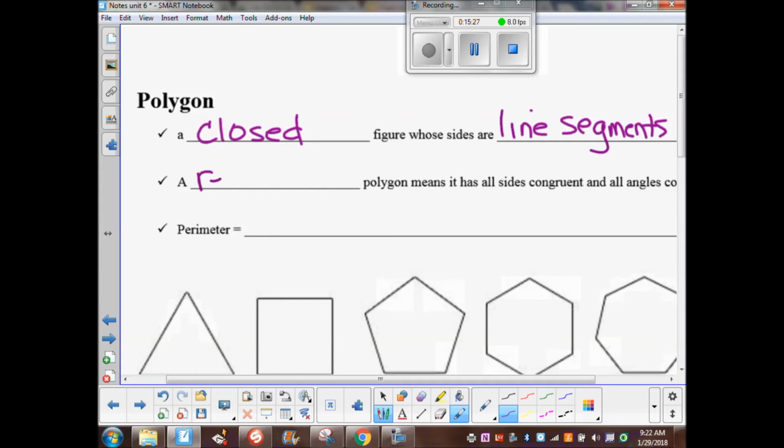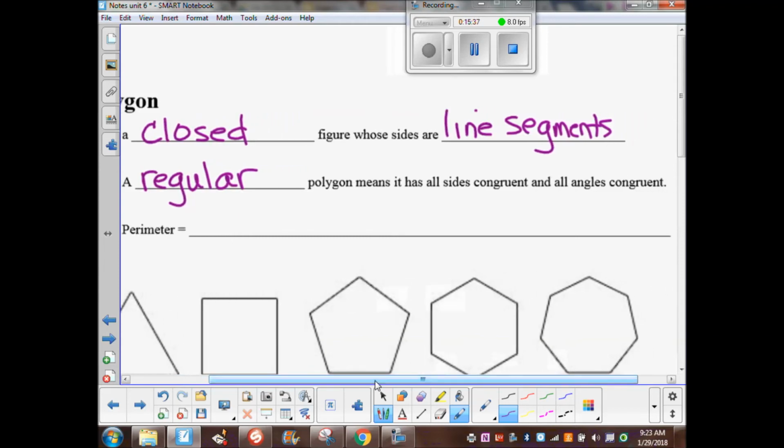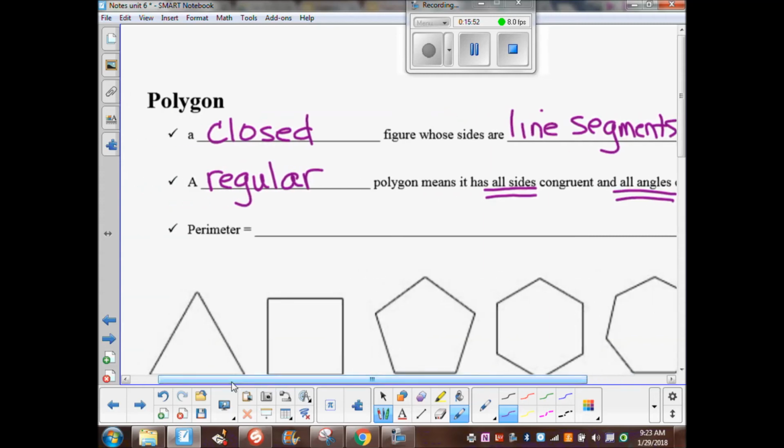Then we talk about something called a regular polygon. It means it has all sides and all angles congruent. All sides and all angles. What's the most basic shape that you know that all sides are congruent and all angles are congruent? Square. Okay. So perimeter, what do we do to find the perimeter? We add all the sides.